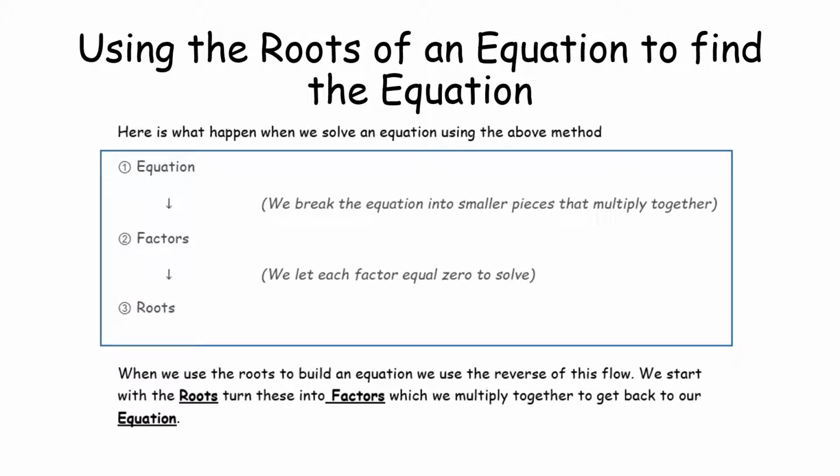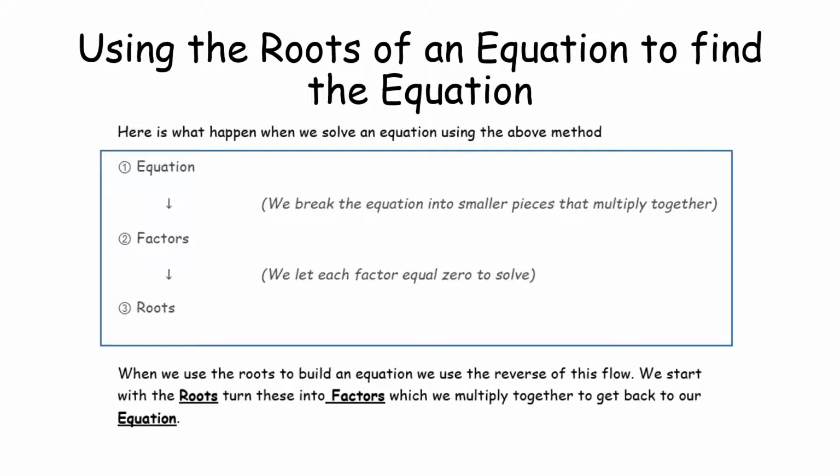So, just an overview of what's happened. We start with the equation. We break it into smaller pieces that multiply together. They're our factors. And we let each factor equal 0 to then get our roots. So when we use the roots to build the equation, we're going to work backwards. So we start with the roots. We then get the roots into factors. We then get the factors into an equation. So if we let each factor equal 0, the opposite will be true. We're going to rearrange our roots so that it's something equals 0, which will create our factors. And if we were factorizing our equation to get factors, the opposite of factorization is multiplication.